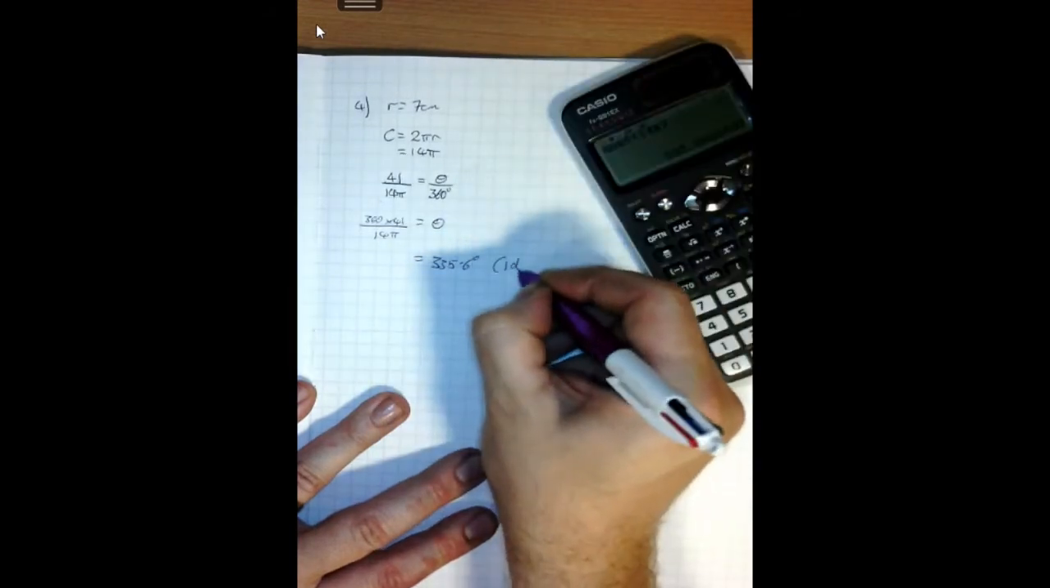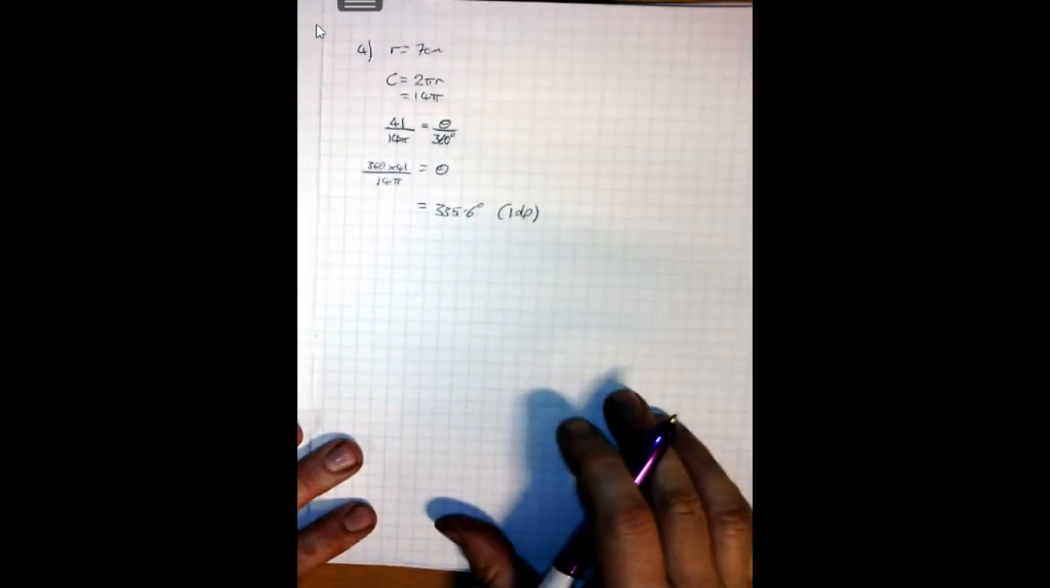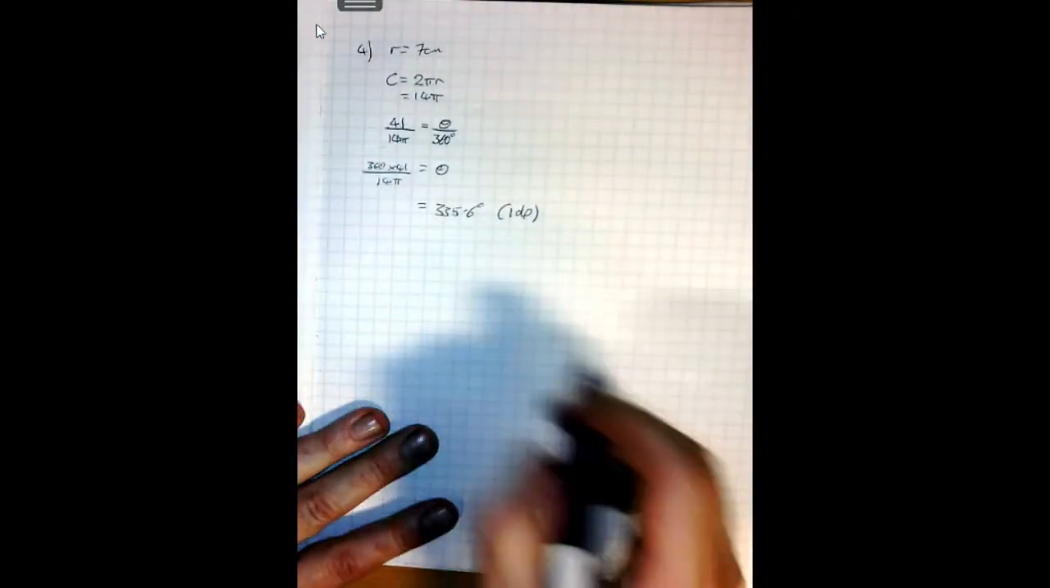335, give your answer to one decimal place, 335.6 degrees to 1 dp, as asked.